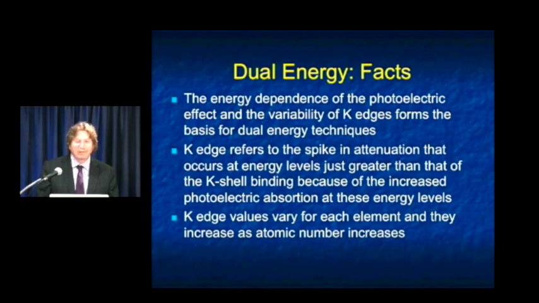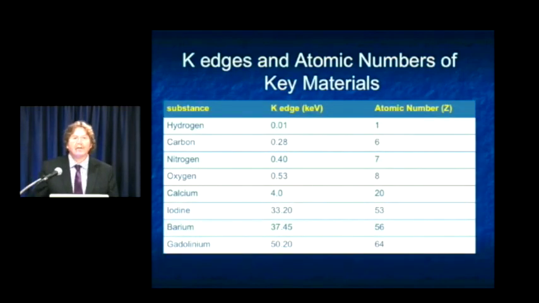It's important to recognize that we deal with the K edges, which vary for each element, and increase as atomic number increases. And you can see why iodine, which has a K edge of 33, versus calcium with a K edge of 4, and that's why we're able to segment the two things out.